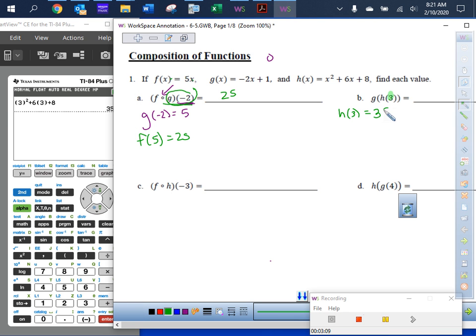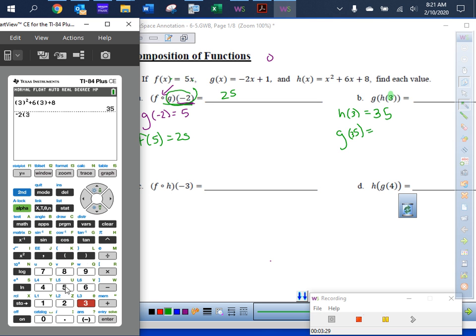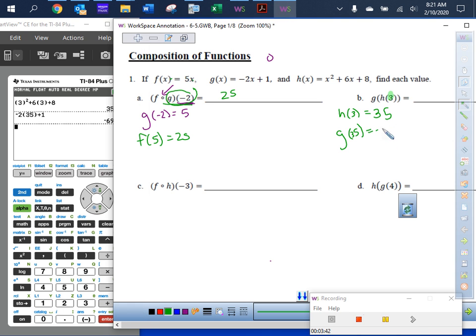35 is nice. Then we got to take what we get for this and put that into the g function. So we'll find g of 35. So please put 35 into the g function for me. See what you get. If you need to punch it in, great. If you've got some mental ability, that's fine too. -2 times 35 plus 1 is -69. Is that what we get? -69. Sweet.